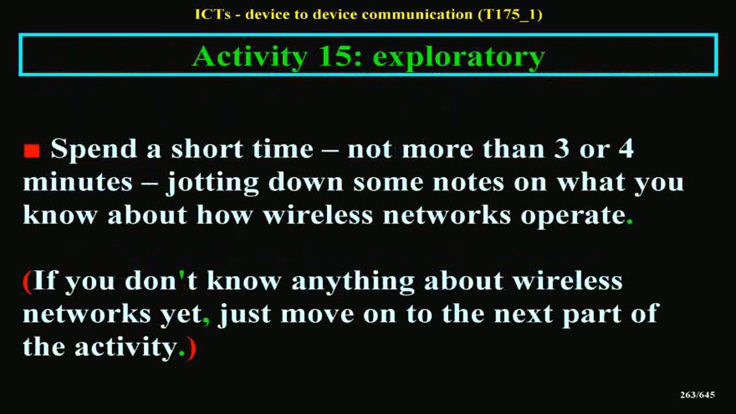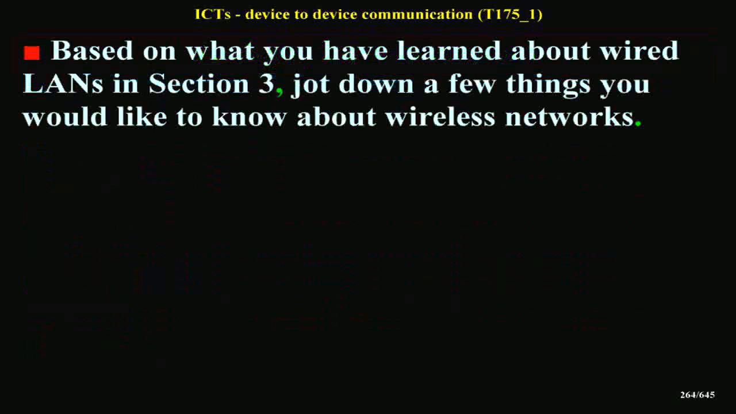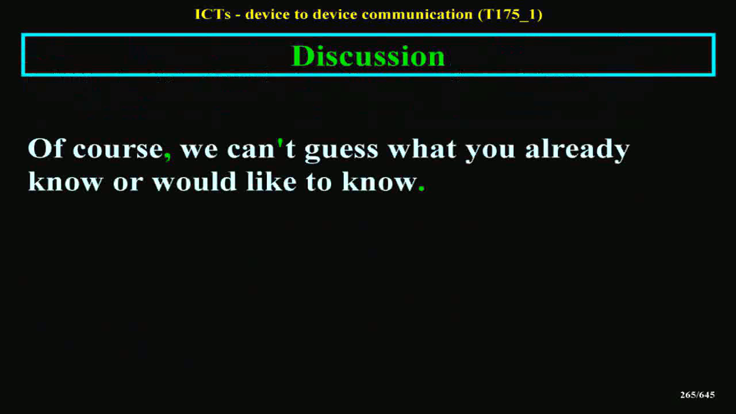Activity 15. Exploratory. Spend a short time, not more than 3 or 4 minutes, jotting down some notes on what you know about how wireless networks operate. If you don't know anything about wireless networks yet, just move on to the next part of the activity. Based on what you have learned about wired LANs in Section 3, jot down a few things you would like to know about wireless networks.